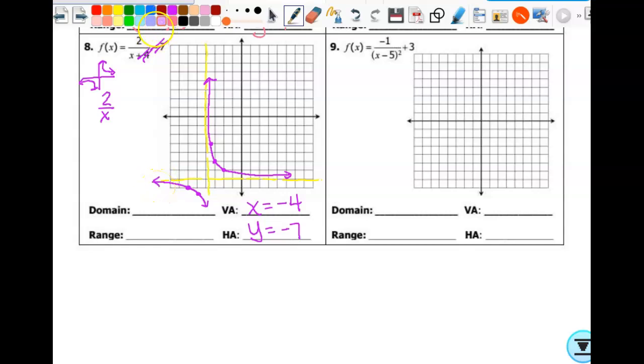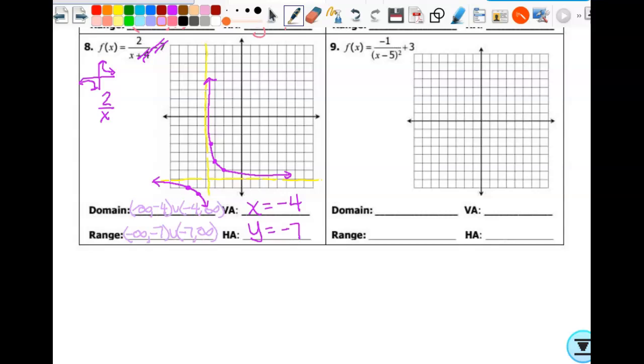Then your domain, -infinity to 0. No, it's not. It's -infinity to what? -4. And then -4 to infinity. Then my range is -infinity to -7, and then -7 to infinity. Okay. What questions you got?